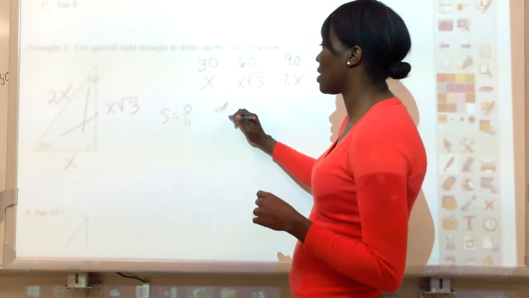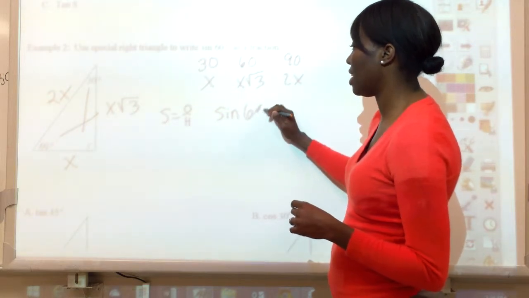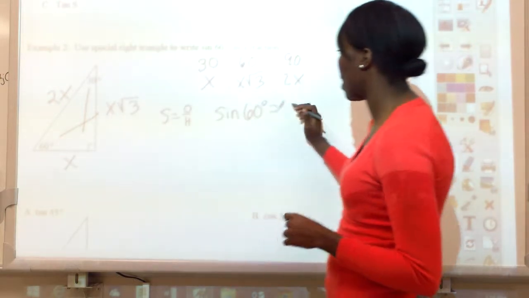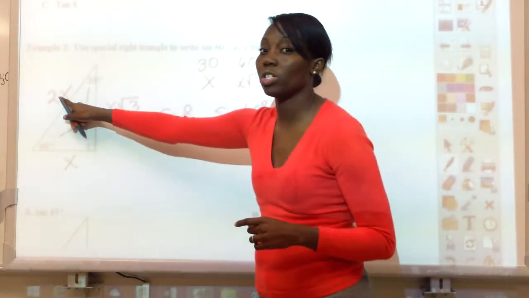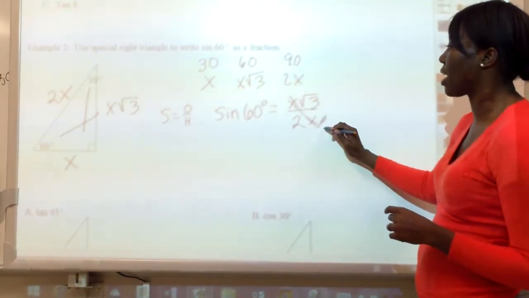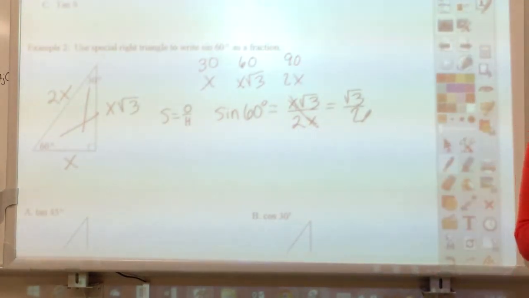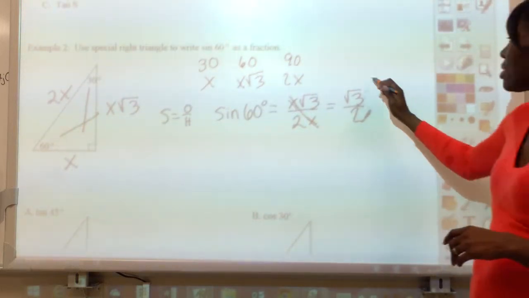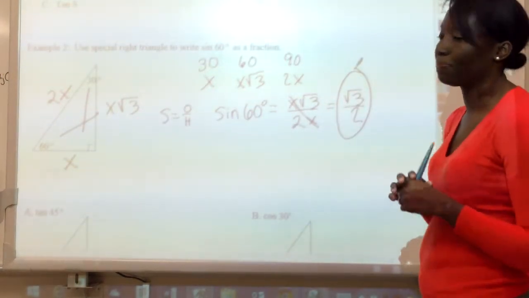So we're basically taking the sine of the 60 degree angle, and opposite of that is x radical 3 divided by the hypotenuse, which is 2x. And so when we solve it, basically our x's cancel, and so that's equivalent to radical 3 over 2. And it told us to write it as a fraction, so we are basically done. Sine of 60 degrees is square root of 3 over 2.